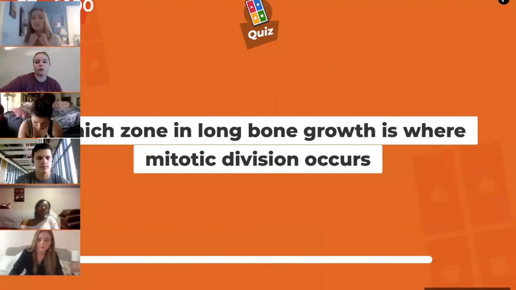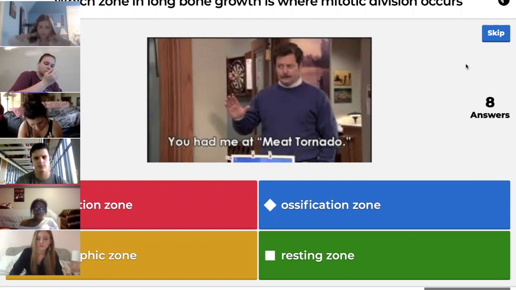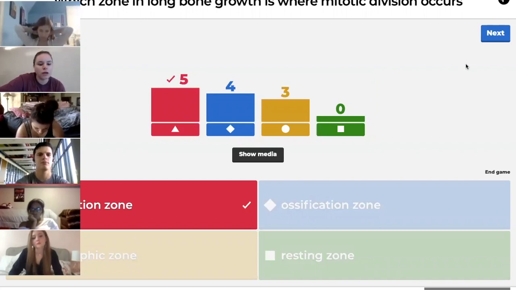Which zone in long bone growth is where mitotic division occurs? Cool, the proliferation zone. So the ossification zone is where we're going to ossify all the new cells, right? And then the hypertrophic zone, there is some proliferation, but it's not as much as the proliferation zone, okay?